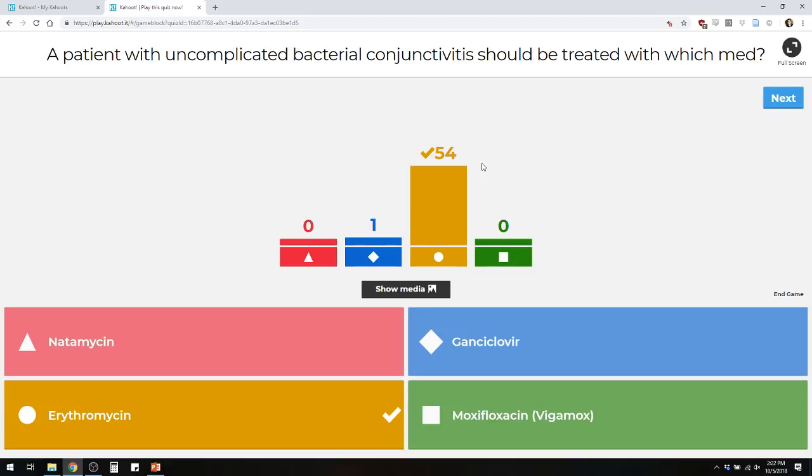However, what do we reserve the fluoroquinolones for? For pseudomonal coverage, right? Or if you have contact lens wear or something like that where they're at high risk for that. Corneal ulcerations. Again, that would be a good case where you want to use that, okay?